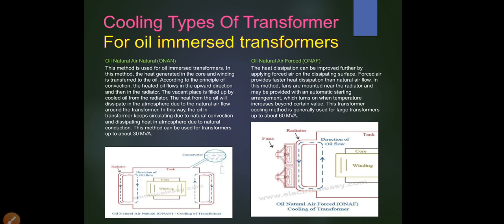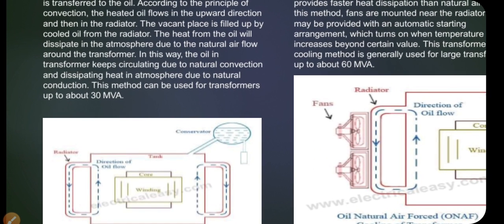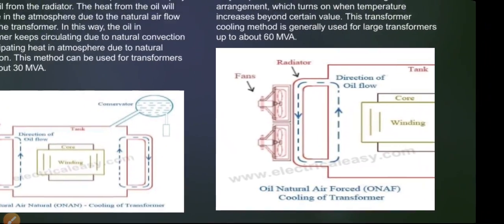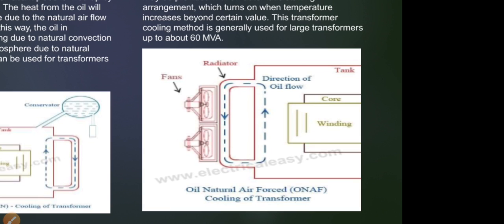So, you will observe that this is a radiator, and here the winding is there in the direction of oil flow, like this, which is the conservator, where the natural air will come out. Therefore, this is ONAN, but here it is ONAF, oil natural air forced, which is the cooling of the transformer.